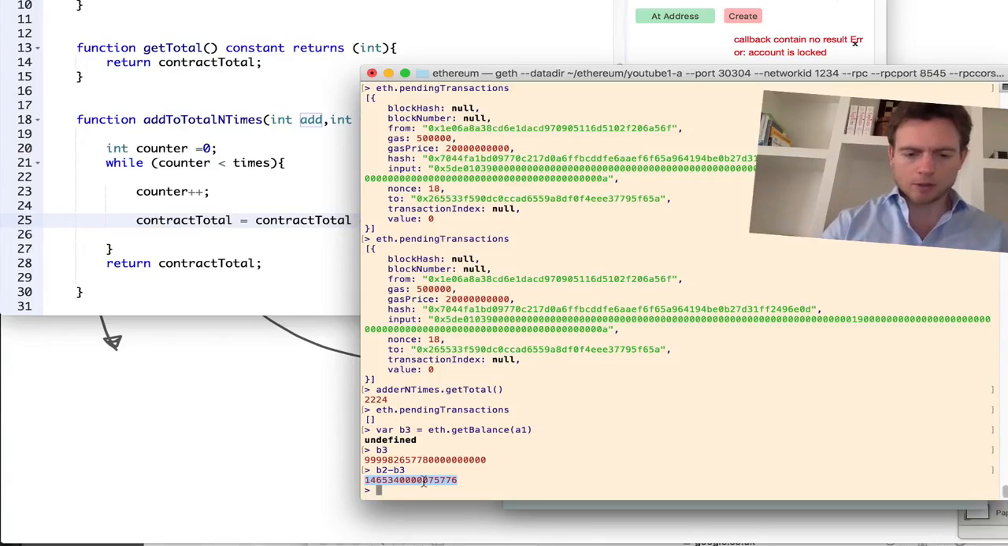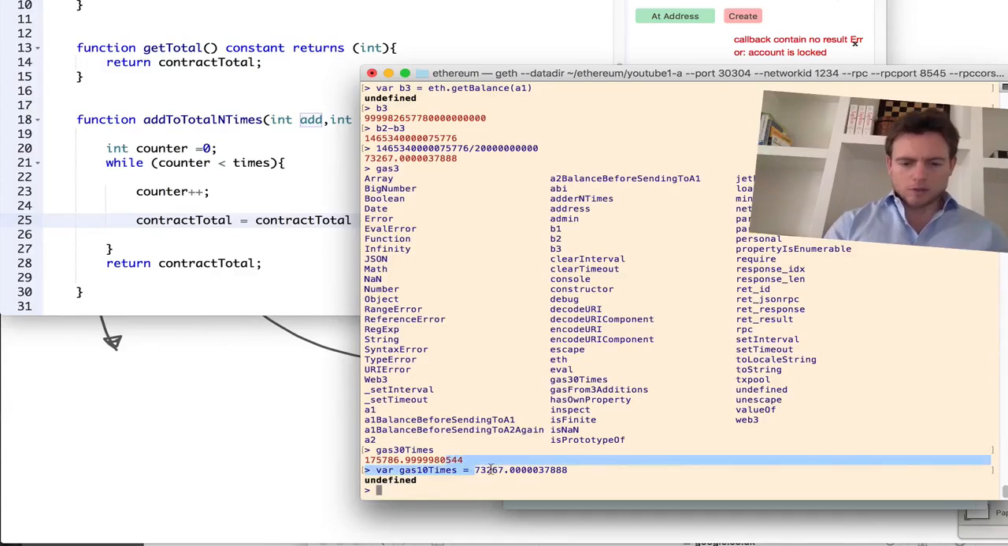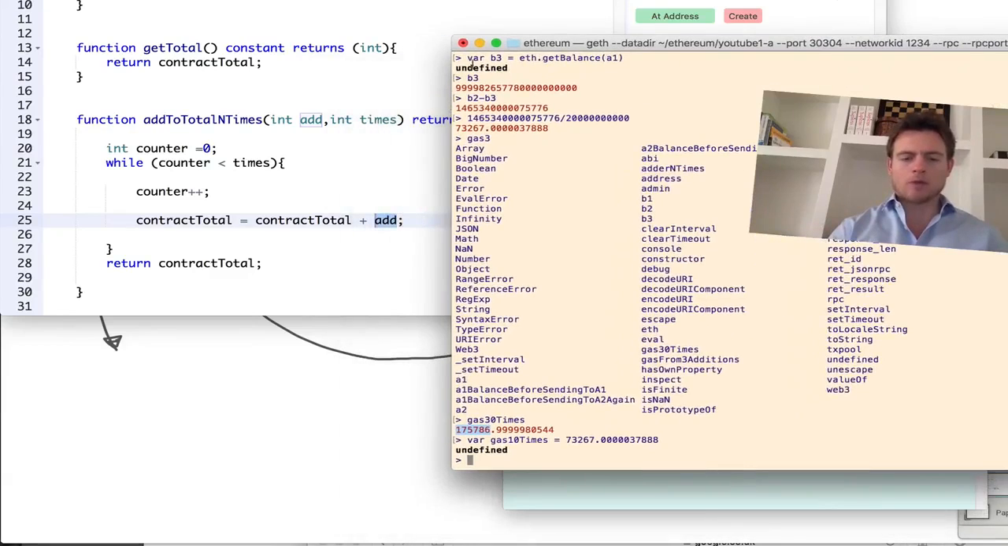So if we divide that by the gas price, this is the number of units of gas to run 10 times. So to go around the loop 10 times was 73,267 gas, and to go around 30 times was 175,786, right? So you can see part of the cost of doing this depends on the amount of operations you're doing, and that's not known by the compiler until you actually specify.